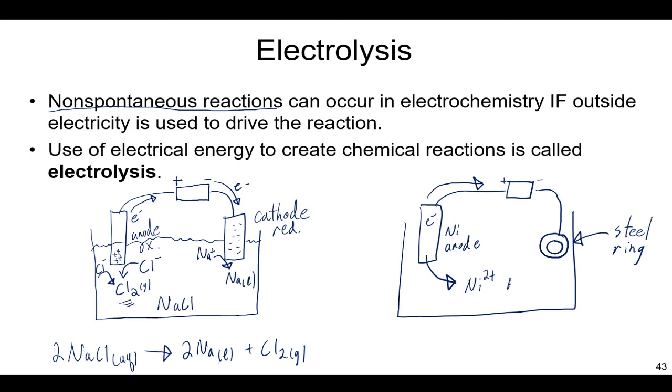And these nickel 2 pluses will migrate over and coat the steel ring because there's a bunch of negative charges building up. And so what you're doing here is essentially electroplating, nickel plating steel. So that's another example of something you can do with electrolysis. Okay. In both cases, if you just put steel in a bath of nickel 2 plus, it doesn't plate it. You have to sort of drive this chemistry to happen.